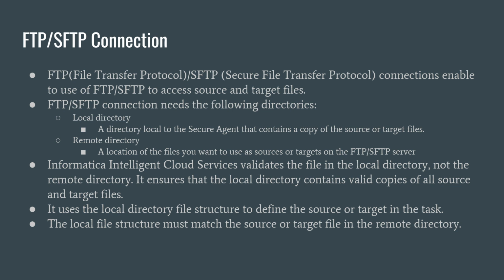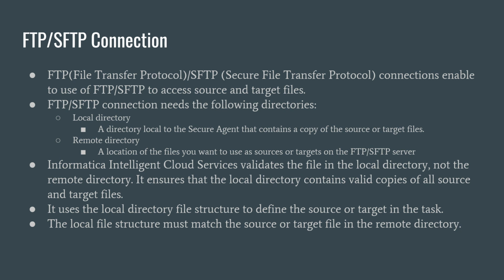Here, for FTP or SFTP connections, we need two directories: a local directory and a remote directory. A local directory is local to the secure agent and contains the copy of source or target files which exist in your local machine, whereas the remote directory is the location of the file you want to use as a source or target on the FTP or SFTP server. It is on the server side.